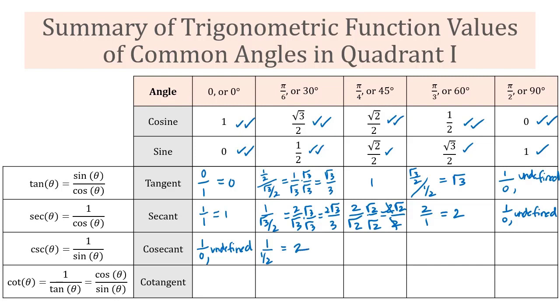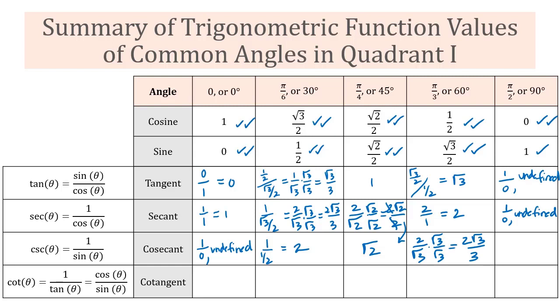For 45 degrees, it's going to be the reciprocal of the sine function, which, because the sine and cosine are the same, then the same thing that we got for secant, we're going to see for cosecant. So this answer is going to also be the square root of 2. For pi over 3, or 60 degrees, the reciprocal of the sine function is going to be 2 over the square root of 3. I think we've seen that before, but I'm going to go ahead and rationalize that denominator, and I get 2 times the square root of 3 over 3.